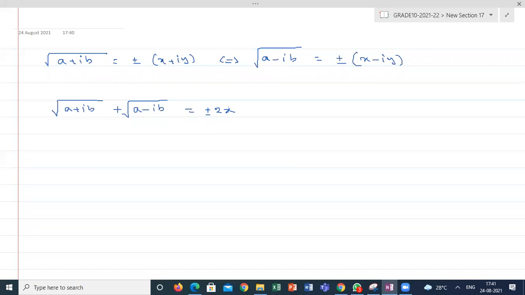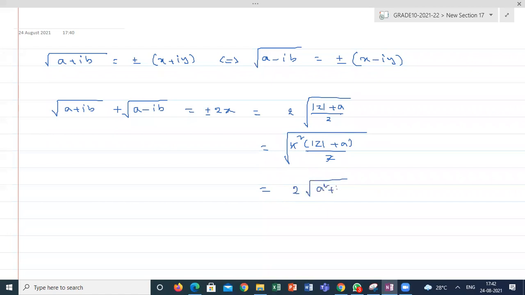Yeah, already I defined x is under the root. In terms of a and b, how will we get it? 2 into the square root of modulus of z plus a by 2. If I am allowing the 2 inside, I will get 4 into modulus of z plus a divided by 2 under the root. This 2 times cancels. This will give 2 root of a square plus b square plus 2a, under the root.